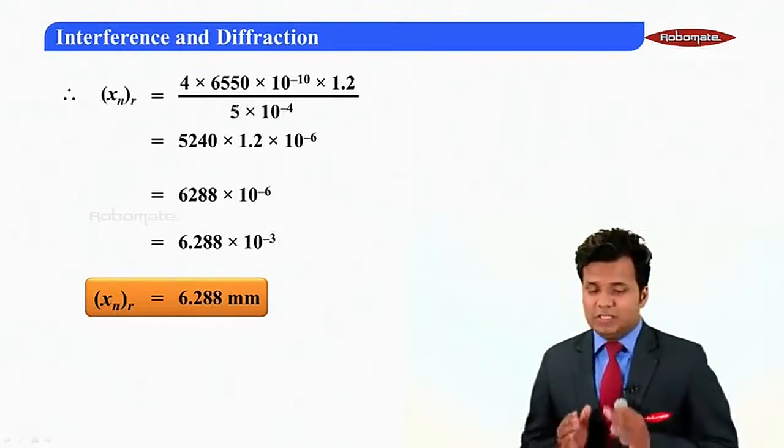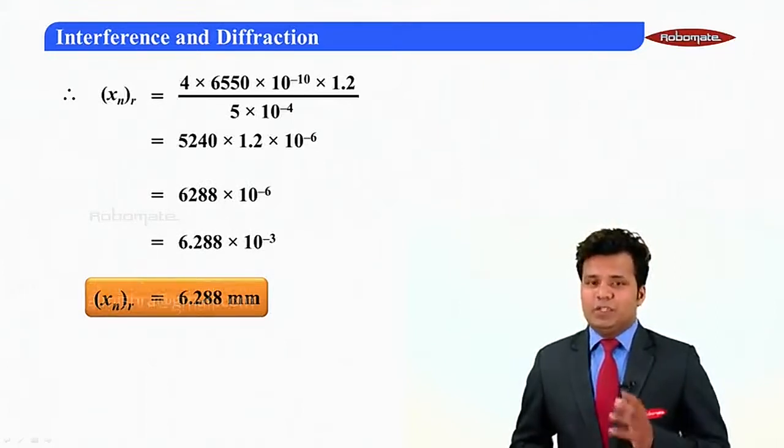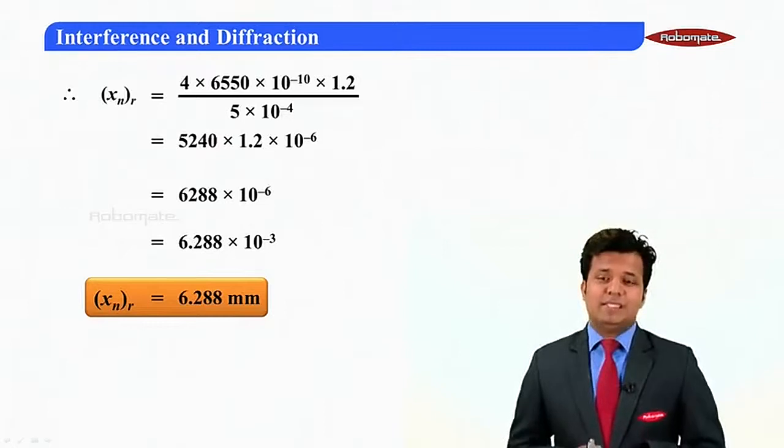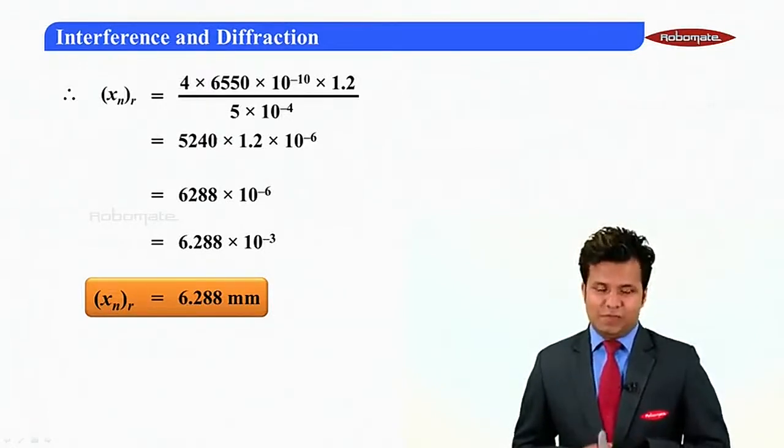So students, this was a very special numerical where you had been told the condition for coincidence, and this is the format you need to use to get the distance from the central bright band.